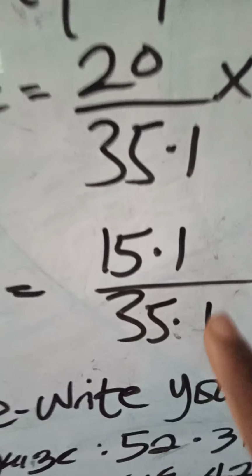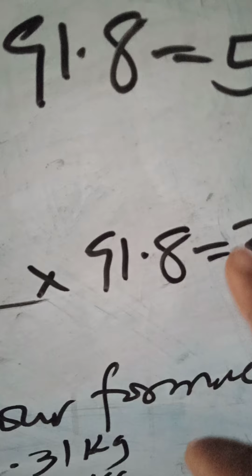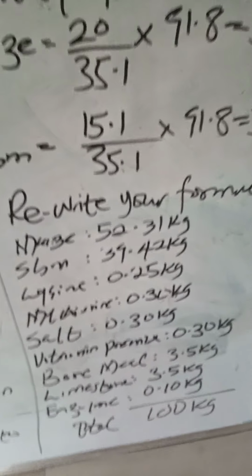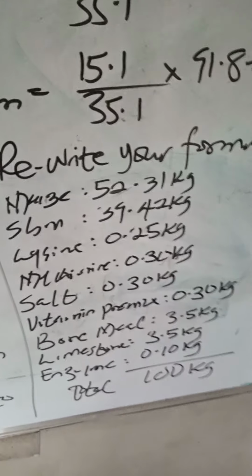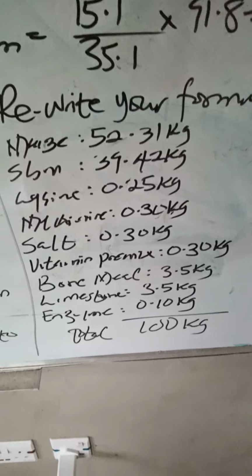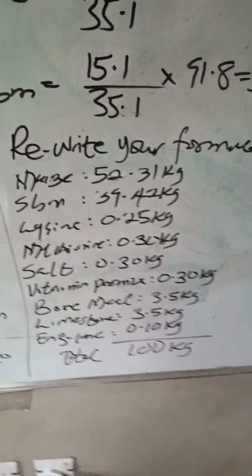Then you come to SBM. SBM 15.1 over 35.1 times 91.8 equals 39.49 kg. What you now do is to rewrite your formula. Now you have value based on the calculation we just did. You have value for maize as 52.31 kg, value for SBM 39.49 kg, lysine 0.25 kg, methionine, and all others. And when you sum everything up, you get 100 kg.